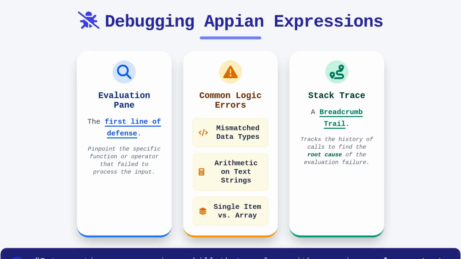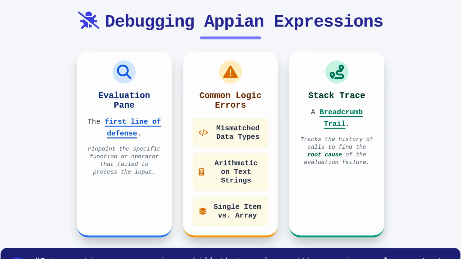When an expression fails, Appian provides feedback that helps you pinpoint the origin of the logic error. You should pay close attention to the error messages displayed in the evaluation pane, as they often identify the specific function or operator that failed to process the input correctly. Sometimes the message will reference a mismatched data type, such as attempting to perform arithmetic on a text string or passing a single item where an array is expected.